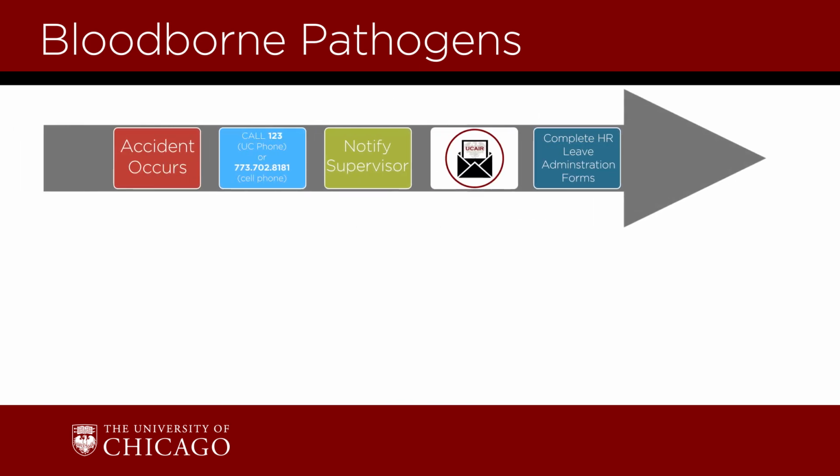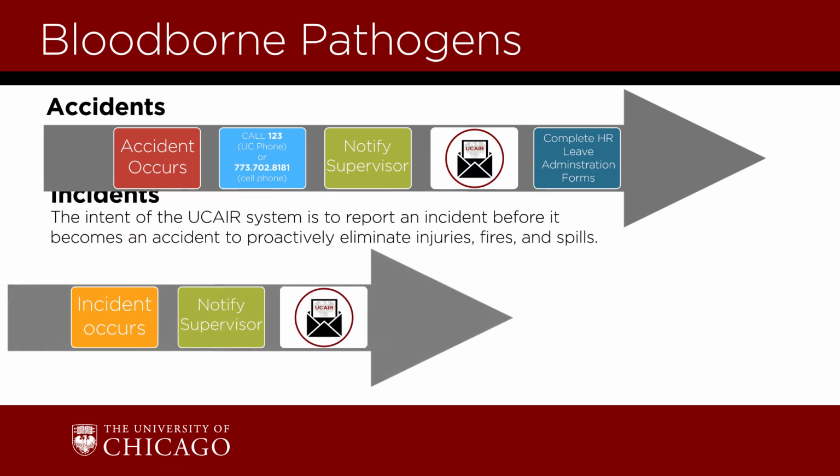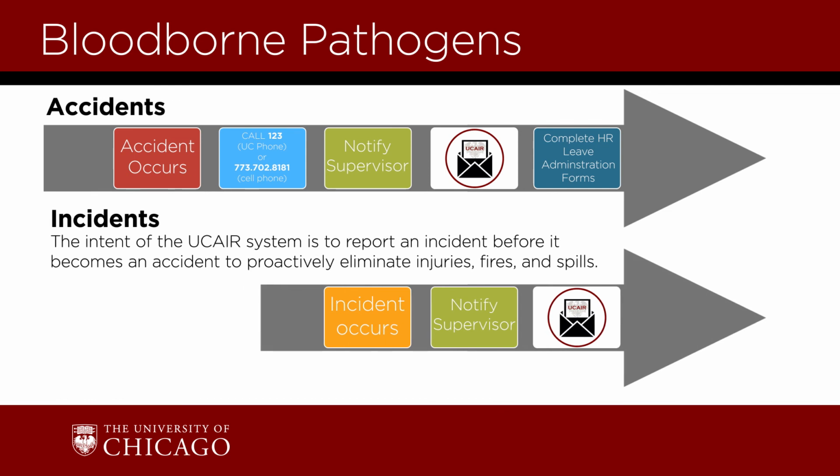After you've notified UCPD for an emergency situation, notify your supervisor and submit the UCARE form by going to the UCARE website. If the accident resulted in an injury, you and your supervisor will also complete HR forms, detailed later in this presentation. In addition to reporting accidents, the intent of the UCARE system is to ensure incidents are also reported. An incident is a close call or near miss that has the potential to escalate to accident status. We can proactively eliminate future injuries and other preventable accidents if you report incidents that occur on campus.